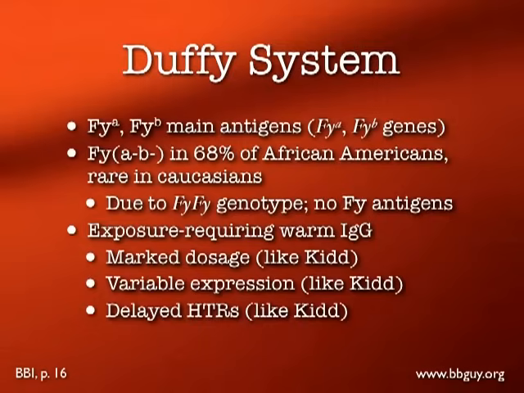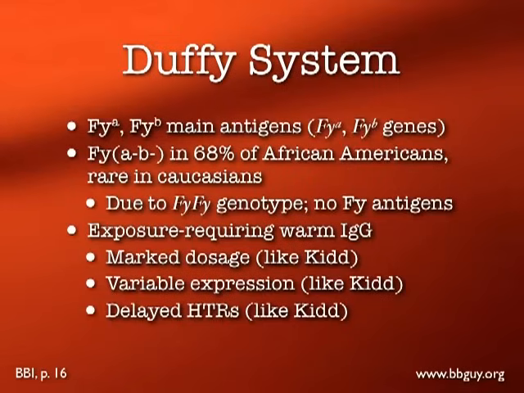The Duffy system, which is the second of the enzyme decreased blood group systems, has two main antigens, including FYA and FYB, coming from the corresponding genes. The individuals that lack both Duffy A and Duffy B, FYA and FYB, that's seen in 68% of African Americans, very rare in Caucasians, and it's usually due to what's known as the FY-FY genotype. And you notice that doesn't include either the FYA or FYB genes. It's actually a separate gene, and they have no Duffy antigens whatsoever. Again, that gene is seen very rarely in Caucasians, but it's seen in over 2/3 of African Americans.